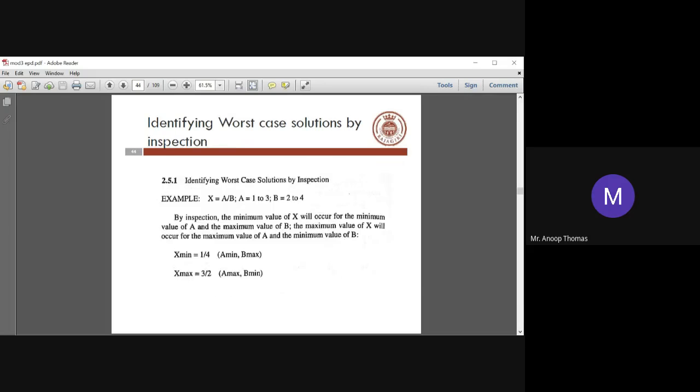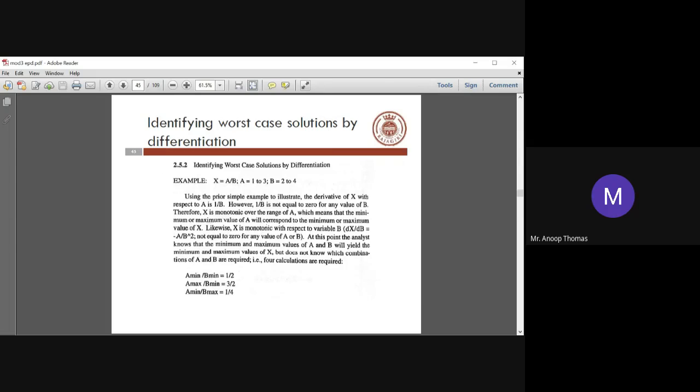That is one way of identifying your worst case solutions, a very simple inspection method, but this is a very simple equation with a very small number of variables. That is why we were able to associate those worst case solutions with respect to x in a simple manner. And moving along, we can do it by differentiation as well.